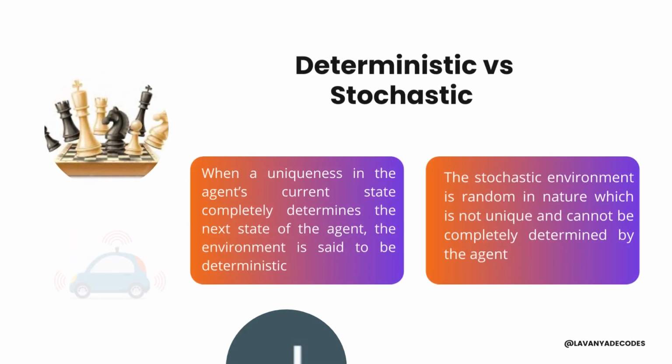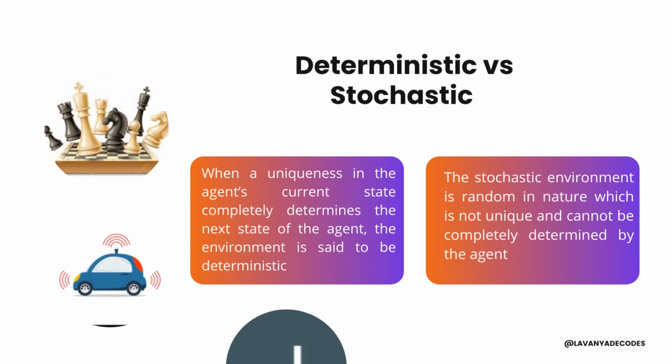Deterministic and stochastic. When the agent's current state completely determines the next state of the agent, then this environment is known as deterministic. In the case of the other, the environment is random in nature, cannot be unique, and cannot be completely determined by the agent. For example, in chess, there would be only a few possible moves for a coin at a current state, and these moves can be determined. In the case of self-driving cars, the actions of a self-driving car are not unique. They vary from time to time.